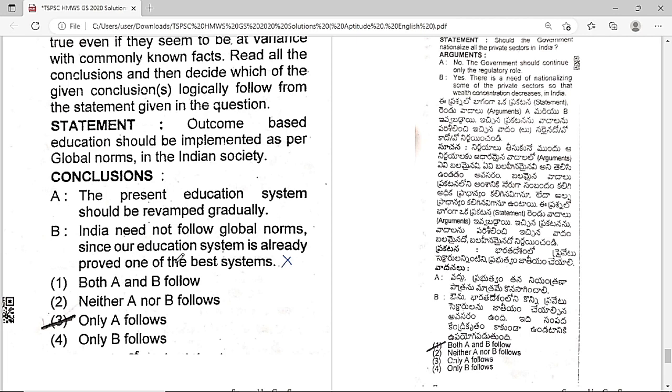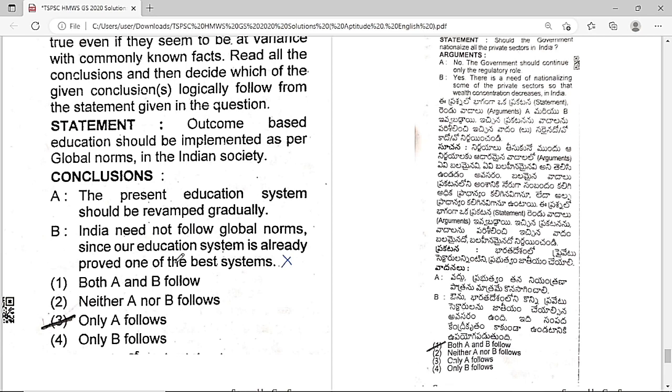So therefore we can say this is the correct solution of this question. So only A is going to get followed. So this is the correct solution of this question. So therefore we can say after reading the statement, the statement is always correct. They have given the question. So from this we can conclude that only conclusion one is going to get followed.